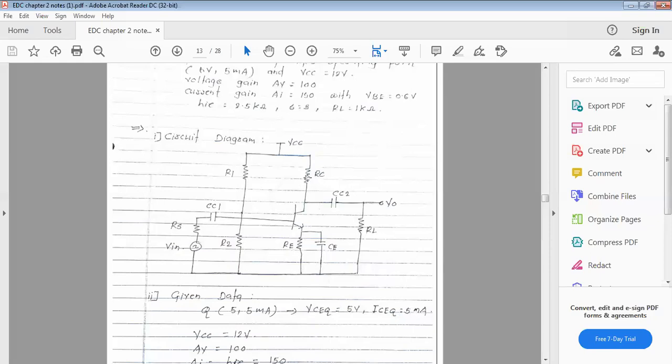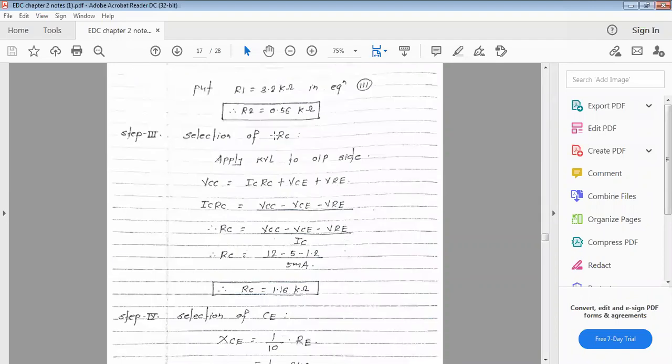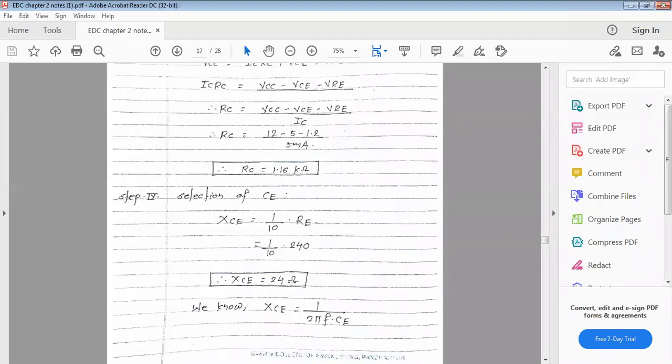Now which is remaining? Here is the RC. So that is the selection of RC. For finding out the value of RC, we have to apply KVL to the output side, that is VCC minus ICRC minus VCE minus VRE is equal to 0. So we have to take all the VCC on one side and remaining all the terms on the other side. So take RC on one side and all the remaining on another side, and solving we will get RC as 1.16.